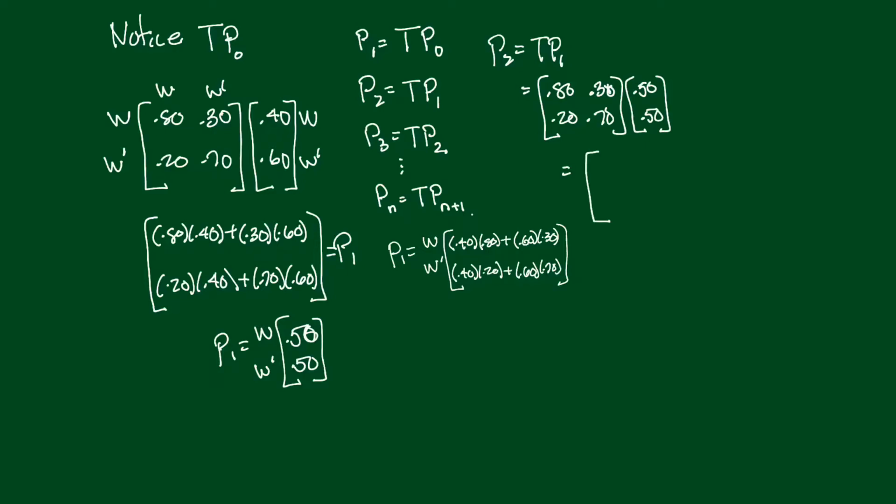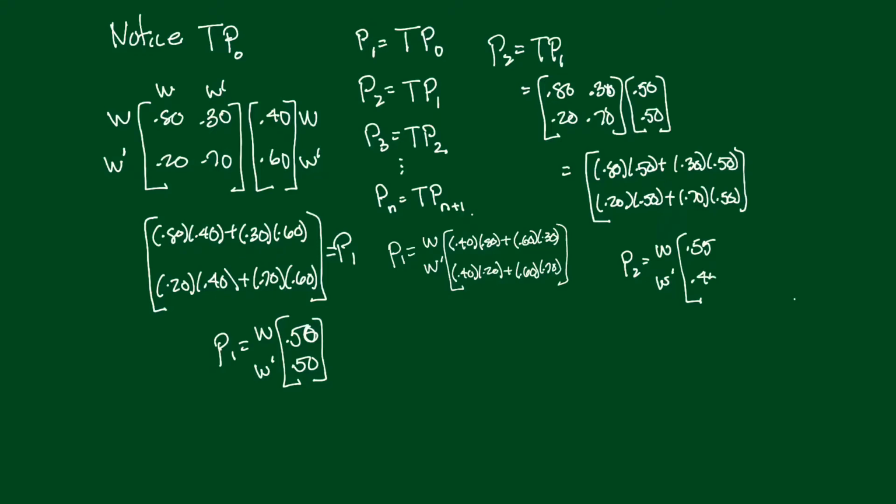And this is going to give us 0.80 times 0.50 plus 0.30 times 0.50. And down here we'll get 0.20 times 0.50 plus 0.70 times 0.50. All right, and then when I computed those out, here's what I got. I got P2 to be working and not working, and for these numbers I got 55% and 45%. So here's where we are so far.